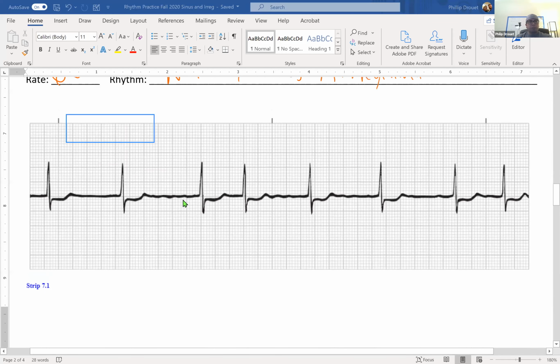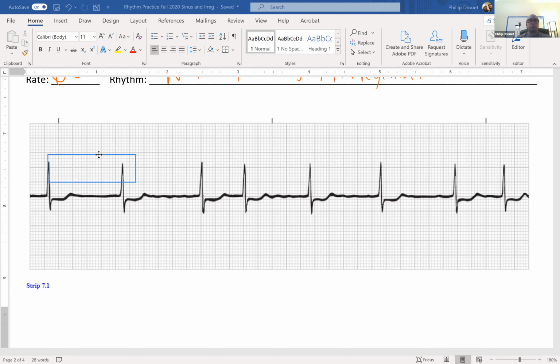All right. Getting close here. Okay, let's go to the next one, 7.1. And here we're going to look. At a quick glance, this one is easily identifiable as irregular. And this has no consistency at all. So this is irregular.